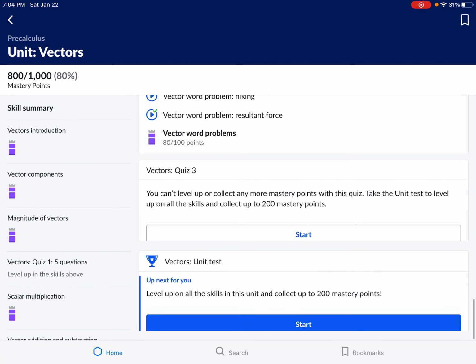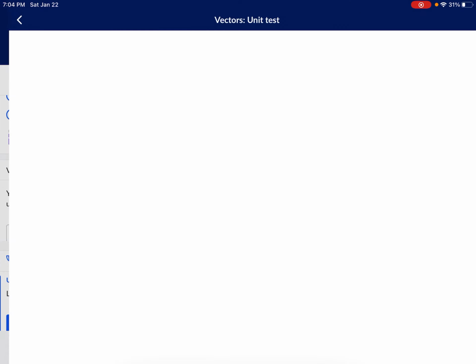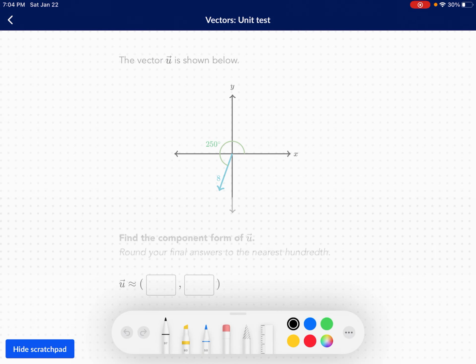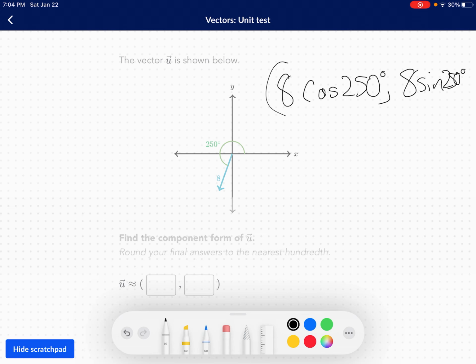Alright, unit test of unit number 6. Find the component form of vector u. Just find, so 8 cosine 250 degrees, that's the x component, and the y component is 8 sine 250 degrees, and this is derived from the unit circle definition.